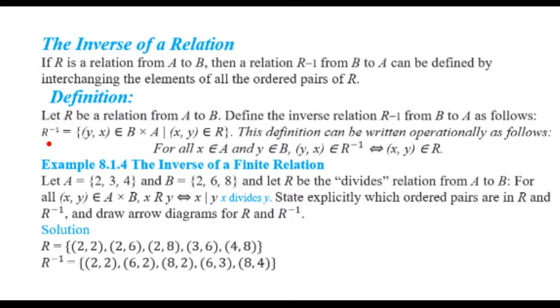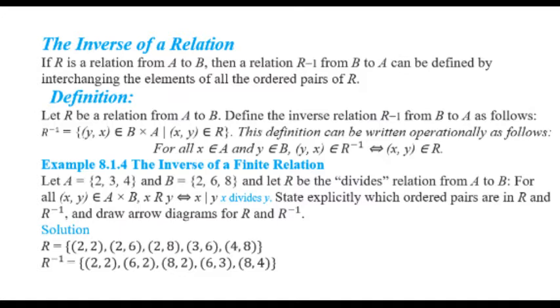We say R inverse is equal to the set of all ordered pairs (y, x) belonging to B times A, or B cross product A, such that (x, y) belongs to R. So if we want to say this definition in an operational way, we can say for every x belonging to A and y belonging to B, the ordered pair (y, x) belongs to R inverse if and only if (x, y) belongs to R. So if R is a mapping from set A to set B, R inverse is a mapping from set B to set A with the opposite direction.